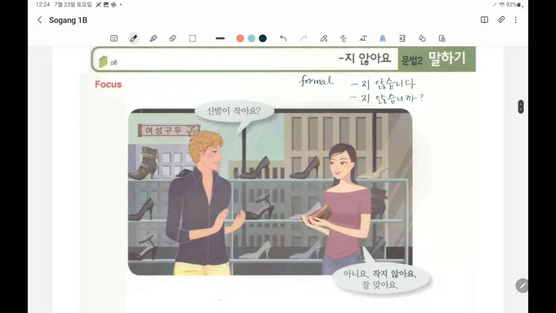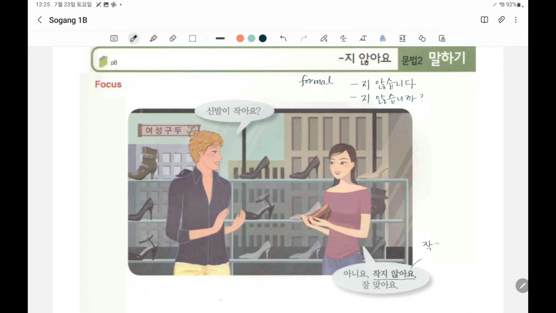자, for example, through dialogues. Repeat after me. 따라하세요, 여러분. 신발이 작아요? 아니요, 작지 않아요. 잘 맞아요. What did he say? What did he ask? Are those shoes too small? 신발이 작아요? 물어봤어요. And then Mina answers, 아니요, 작지 않아요. So what did she say? No, it's not small. 어떻게 만들어요?